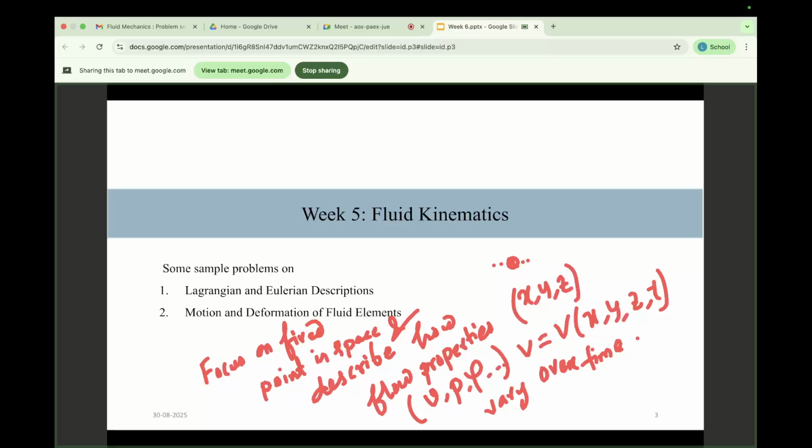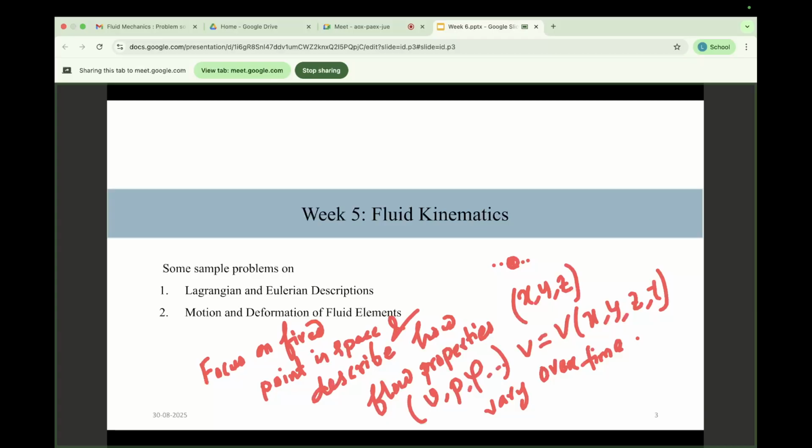So if I say this thing, it's like in the case of Lagrangian, suppose you are sitting in a car and this car is moving. That is the Lagrangian approach. And the Eulerian approach is, suppose you are standing at a traffic post and you are seeing the cars moving through this road. So that is the Eulerian approach.